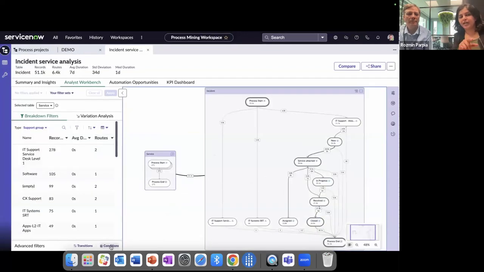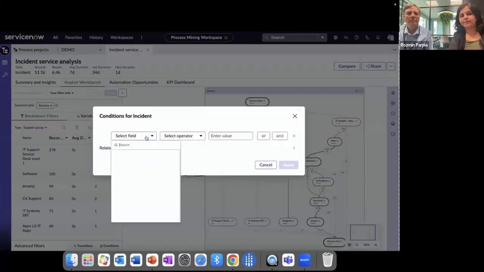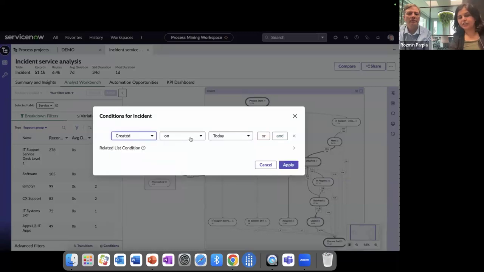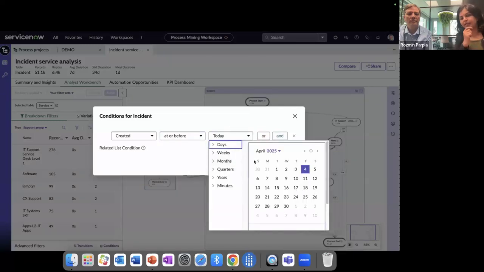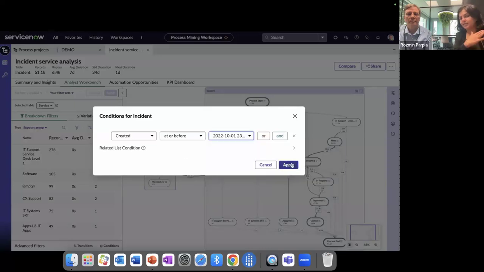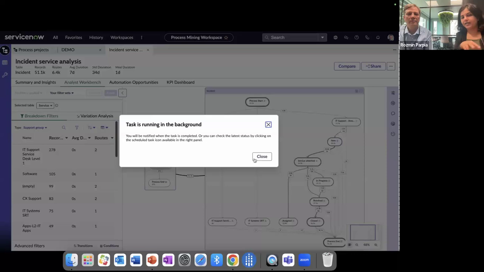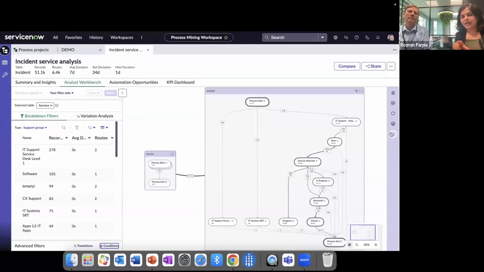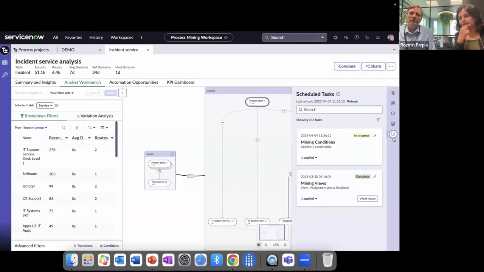So here, I have now flipped to the incident table. This is incident service analysis, which is basically on the incident table, where I'm putting a conditional filter for incidents created, say, before 1st of October, when I did not implement CSDM. I apply it, and a task runs in the background. It shows in the timer button here.